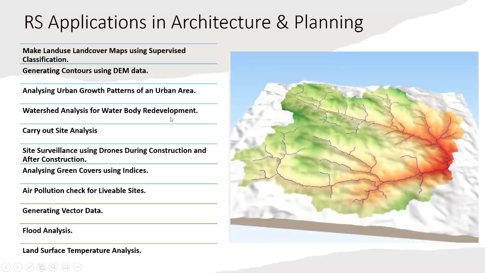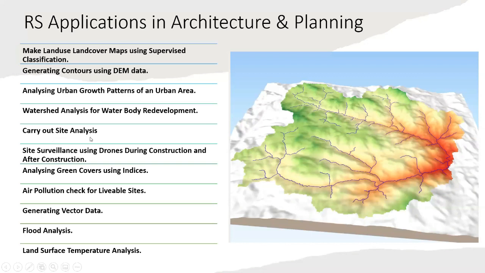Watershed analysis for water body redevelopment. Again, using DEM data and other satellite data, we can analyze the watershed of a particular region: which are the low-lying areas, which are highly elevated areas, where the water will be flowing in case there are heavy rains, where are the chances of floods, where the water will be accumulated, what is the slope aspect of a region. All these insights you can get through the watershed analysis using the remote sensing data.